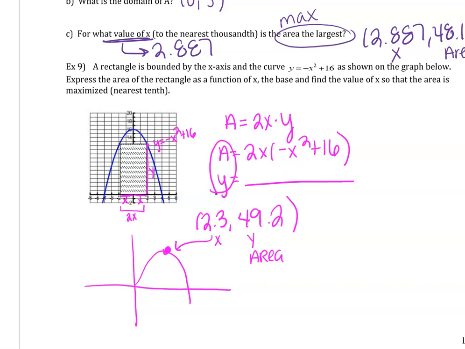So the question says, express the area of the rectangle as a function of x, and find the value of x so that the area is maximized. So the answer to this question is just the x value, which is 2.3. That would be the answer. If it asked you what is the maximum area, you would say 49.2. Okay? And that's the end of modeling.